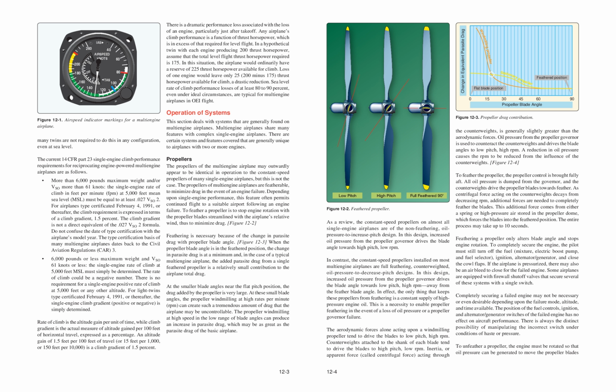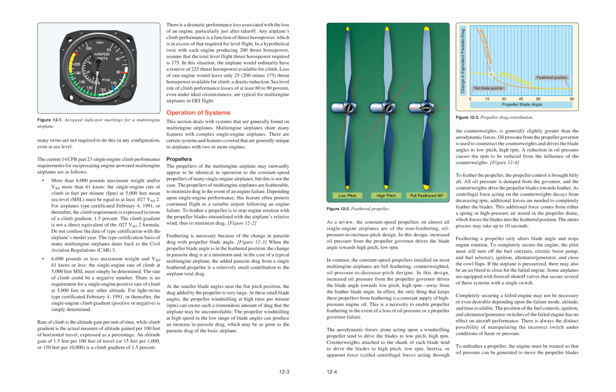Feathering a propeller only alters blade angle and stops engine rotation. To completely secure the engine, the pilot must still turn off the fuel, mixture, electric boost pump, and fuel selector, ignition, alternator/generator, and close the cowl flaps. If the airplane is pressurized, there may also be an air bleed to close for the failed engine. Some airplanes are equipped with firewall shutoff valves that secure several of these systems with a single switch.